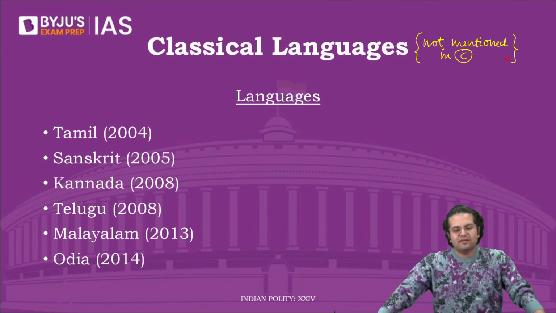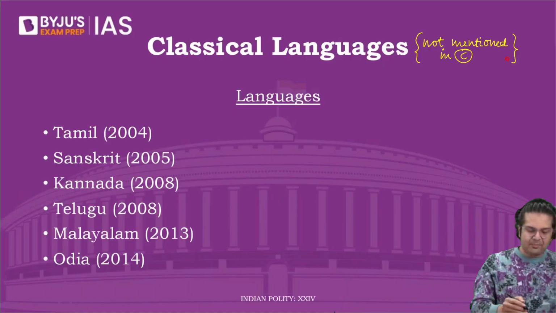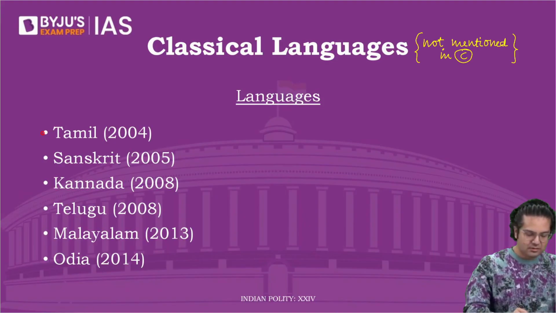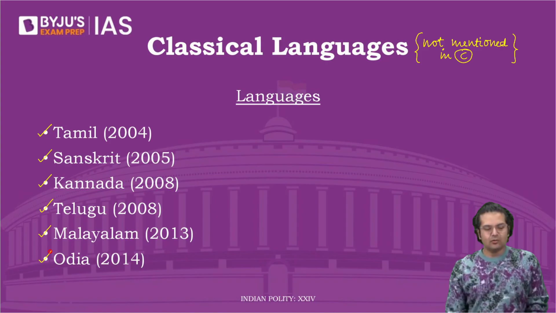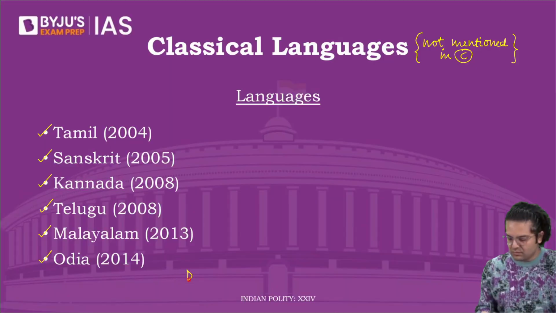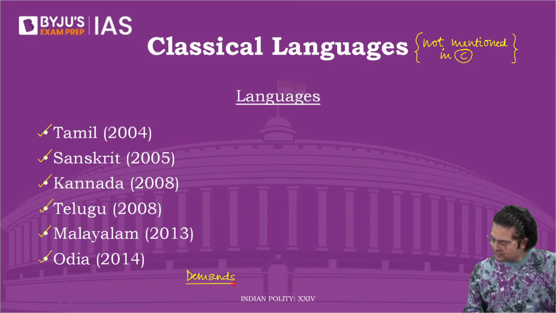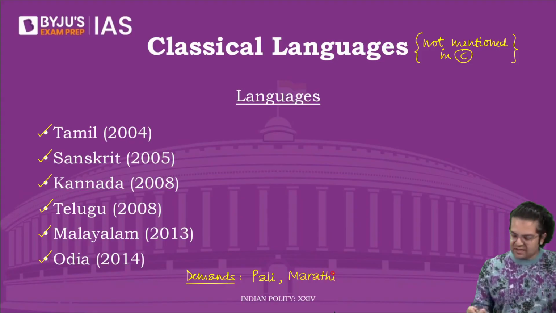Now, as far as these languages are concerned, in our country, 6 languages have been given the status of classical language. These 6: originally Tamil, then Sanskrit, then Kannada, then Telugu, Malayalam, and Odia. And we have some demands also. There are some pending demands like Pali and Marathi. Now you would say, sir, but why are these languages classical?